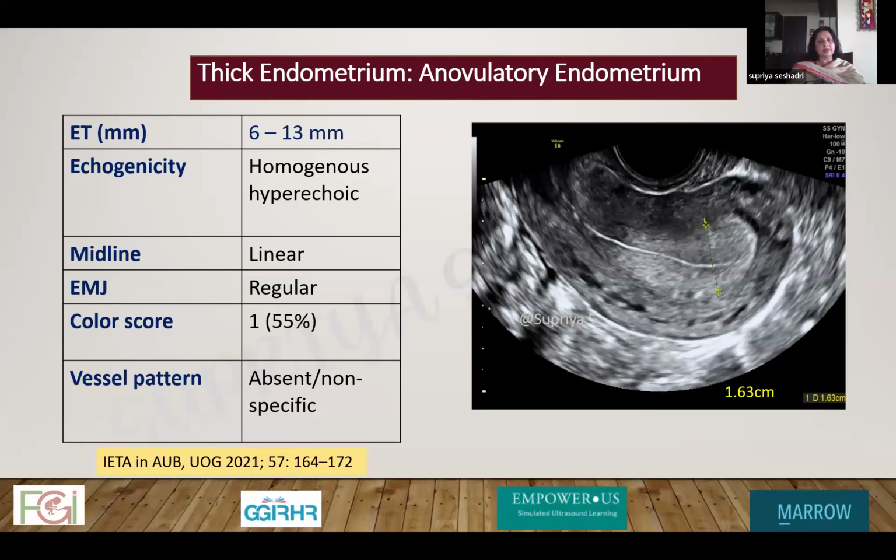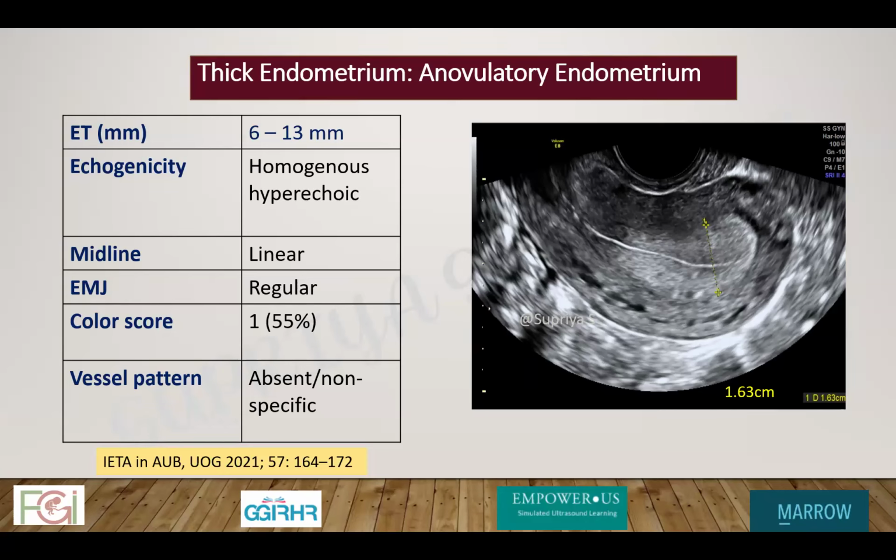Coming to the various categories, the commonest is the thick endometrium due to anovulatory cycle. Here, again, the measurement can be anywhere from 6 to 13 millimeter. It is what is called homogeneous hyperechoic. Now we know what the meaning of these terms are. The midline is linear. We know this as well. EMJ is regular, color score 1. We know this too, but this is seen only in 55% of cases. And the vessel pattern can be absent or non-specific.